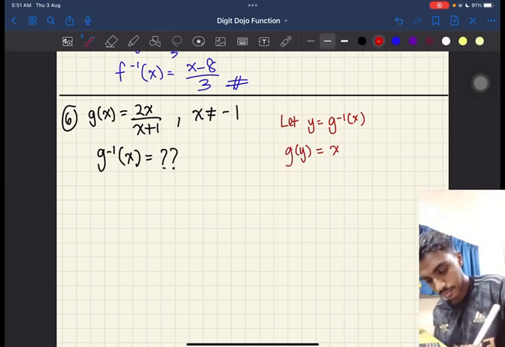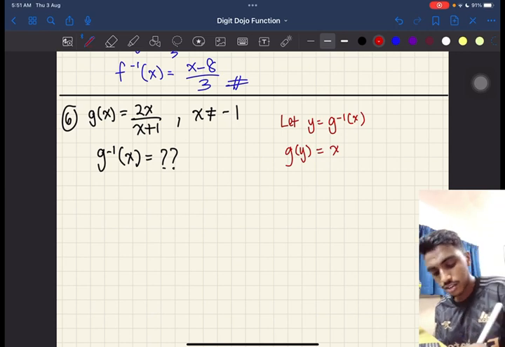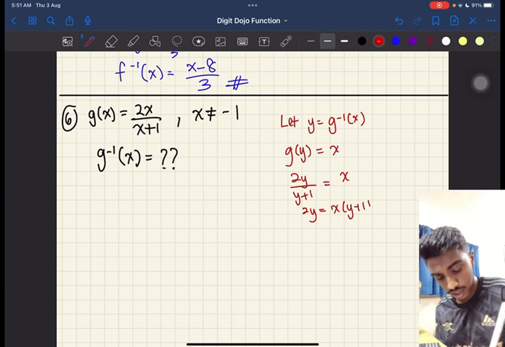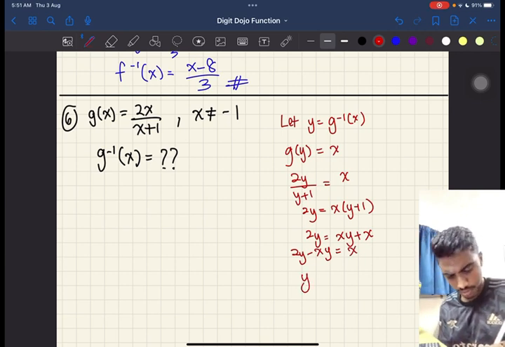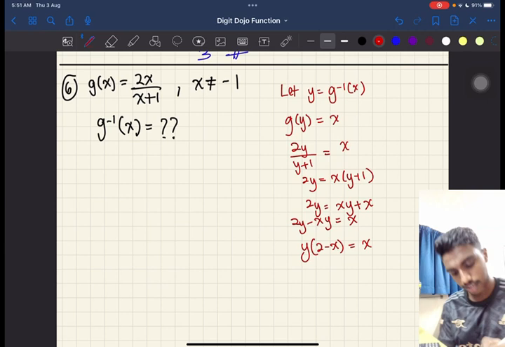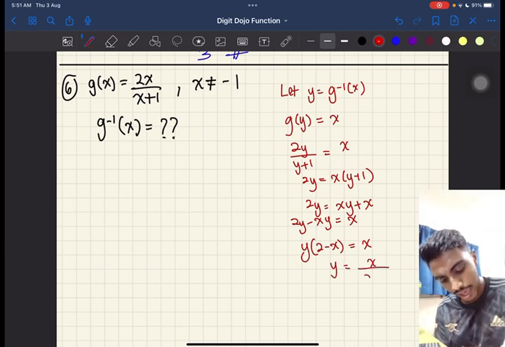It's supposed to be g. So what is your g of y? 2y over y plus 1 equals x. So you have to move: 2y is equal to x times y plus 1. 2y equals xy plus x, and 2y minus xy is equal to x. Bring out your y: y times 2 minus x equals x. Let me check. Yes. So your y will be x over 2 minus x.